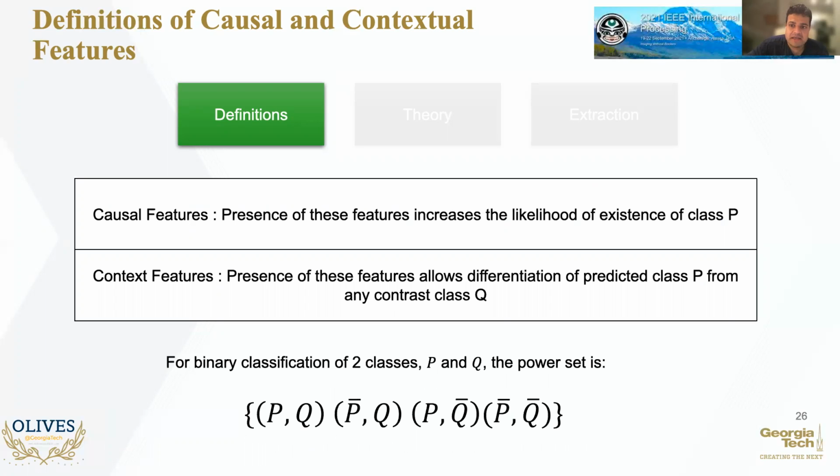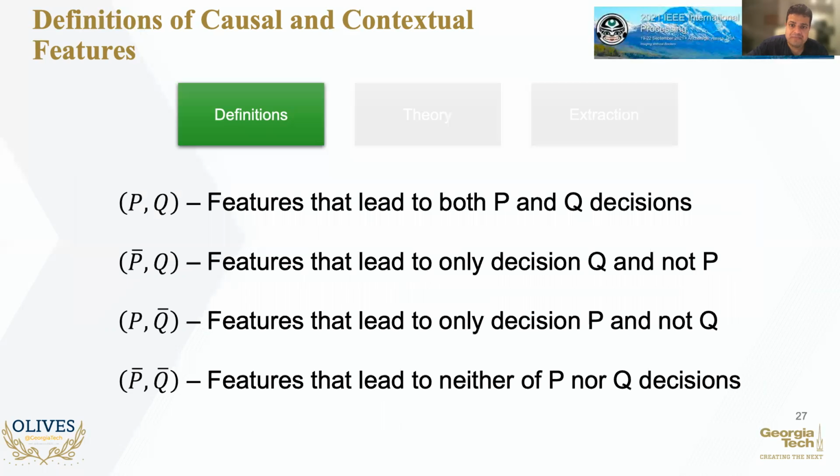Let's consider a binary case where P and Q are the 2 classes. The possible combinations are shown here. Let's understand what these combinations actually mean. PQ are those features that can lead to both P and Q decisions. So for instance, the pink body leads to both flamingos and spoonbills. Shallow water also leads to both flamingos and spoonbills.